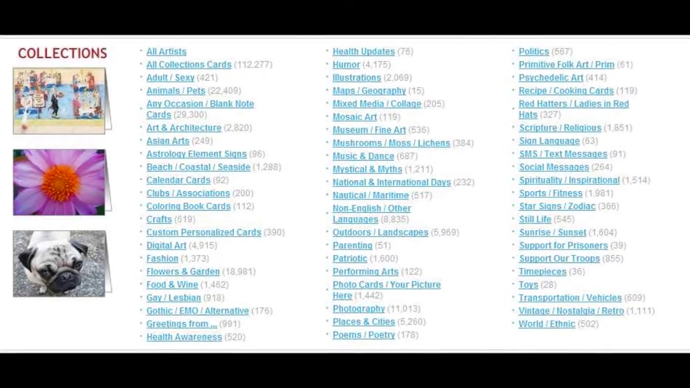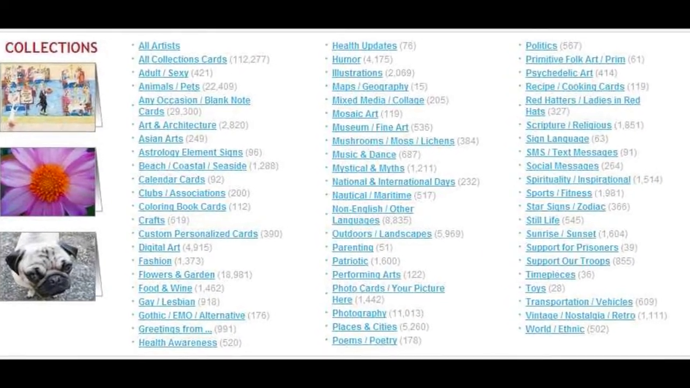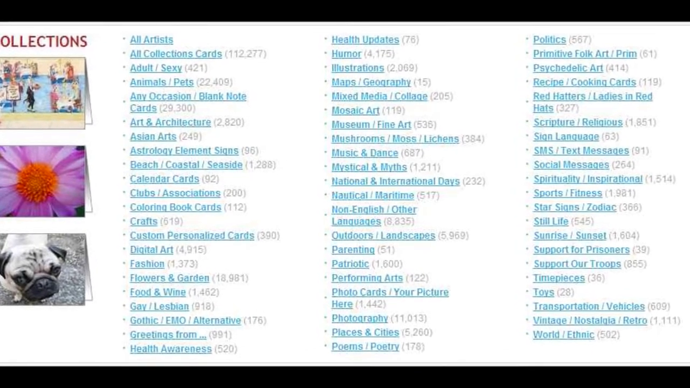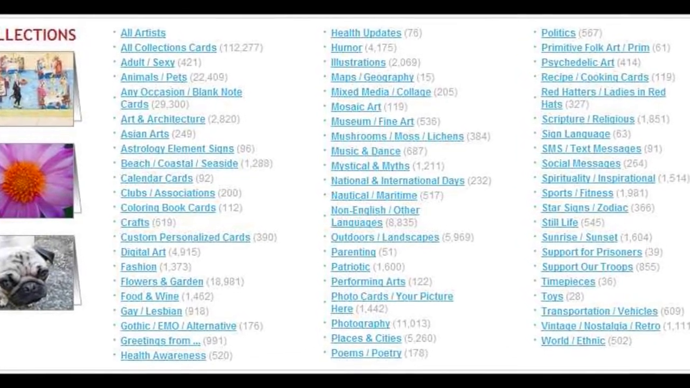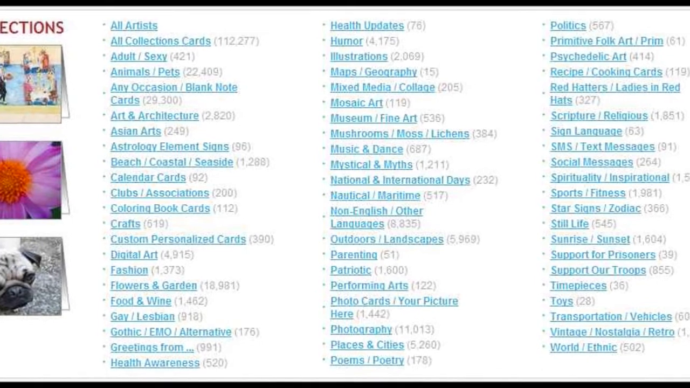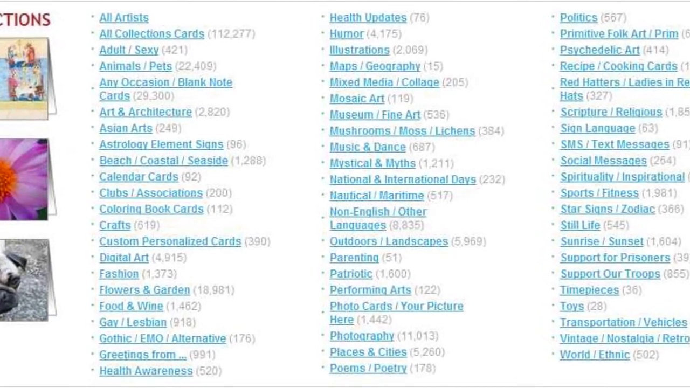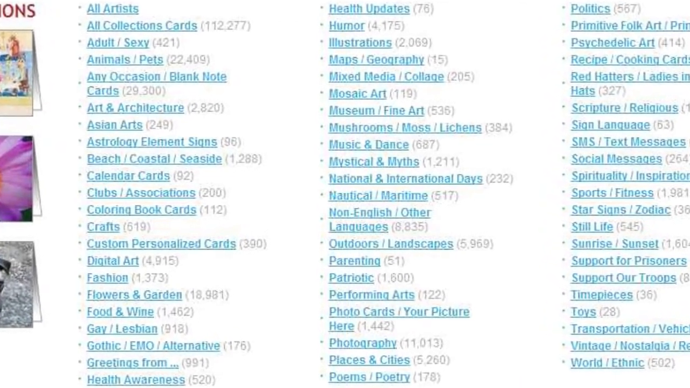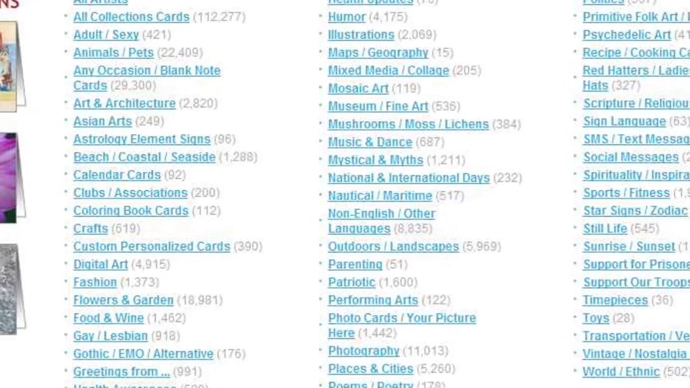Keep in mind that there are many categories under collections that you can select as your second category, including photo cards. You don't have to force it into a second birthday subcategory. You can also simply leave it in just the one category you designed it for.